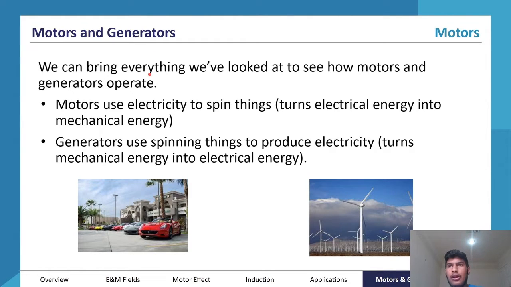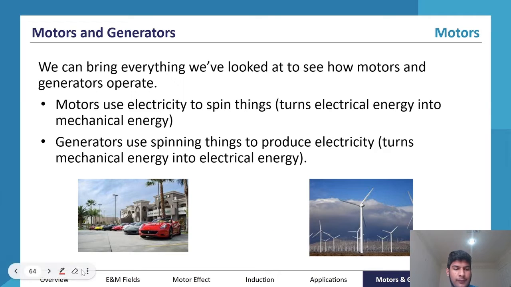The majority of your appliances use motors and generators, whether that be for cooling fans on your computer, or like we looked at in the washing machine example. Generators are what's used to generate electricity. We'll look at details in a second, but motors use electricity to spin things, so that turns electrical energy into mechanical energy, whereas generators use spinning things to produce electricity, so that turns mechanical energy into electrical energy.